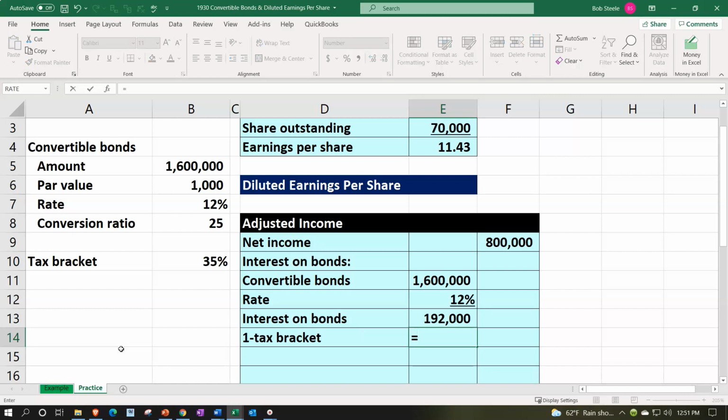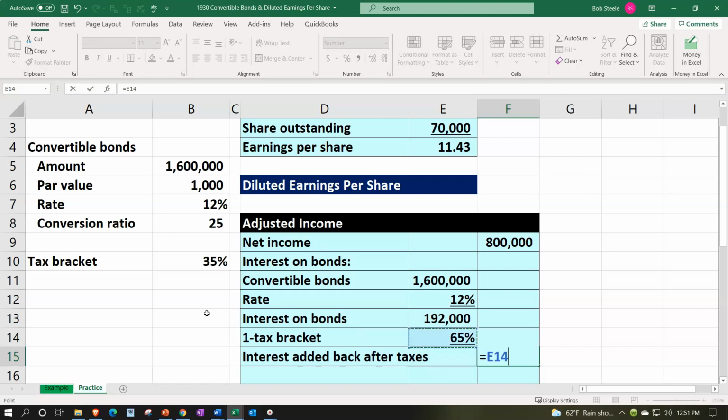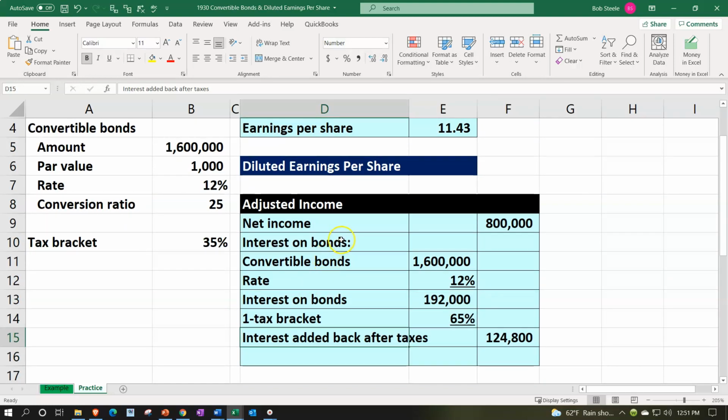So we're going to say this is going to be 1 minus the tax rate of 35%, meaning the net impact is going to be 100% minus the 35%, or, number group, percentify, the 65%. Font group and underline, that's going to be basically our interest added back. Interest added back after tax impact, and that's going to be the 192 times the 65%.